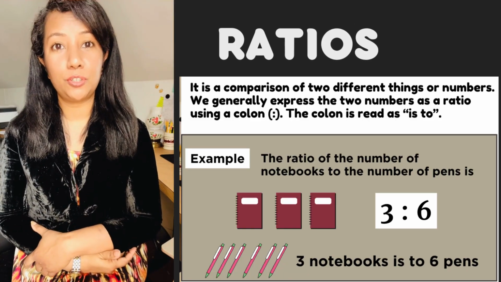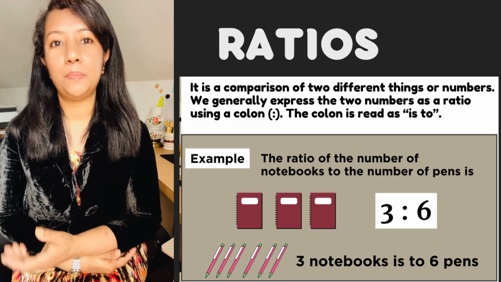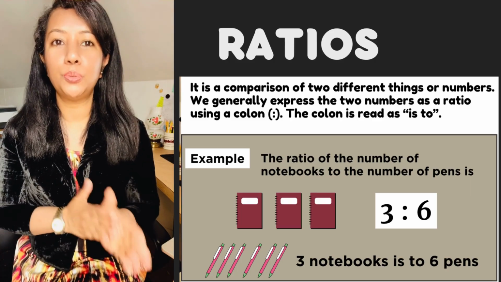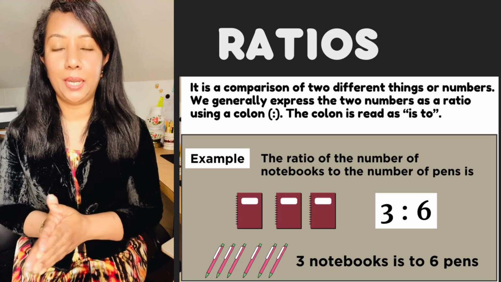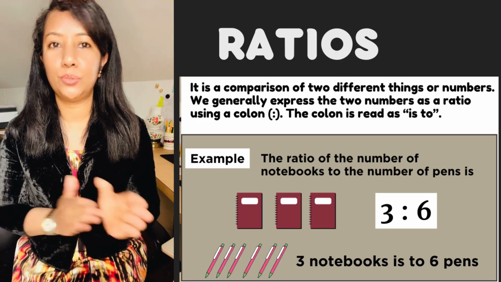In this video, I'm going to talk about ratio and proportions. Well, ratio is a comparison between two numbers or two things. For example, here are 3 notebooks and 6 pens. So 3 is to 6.